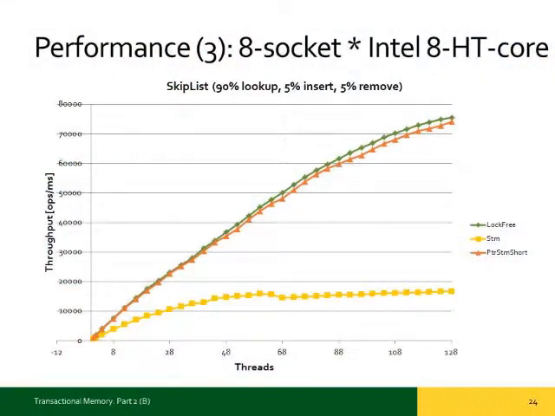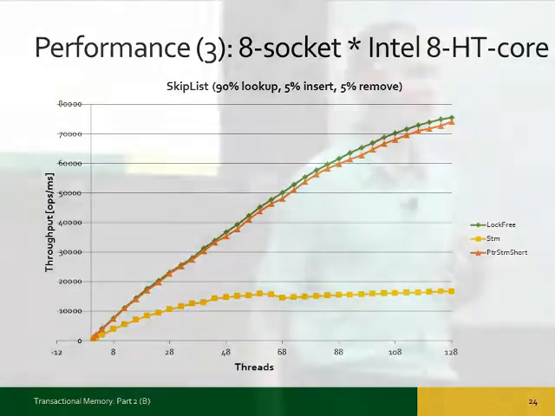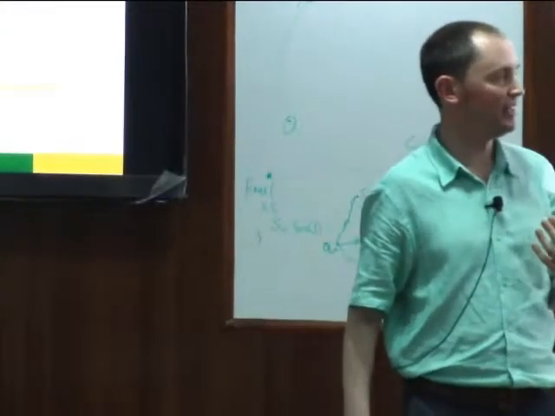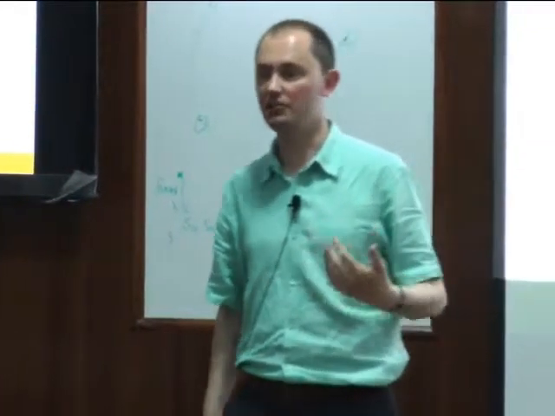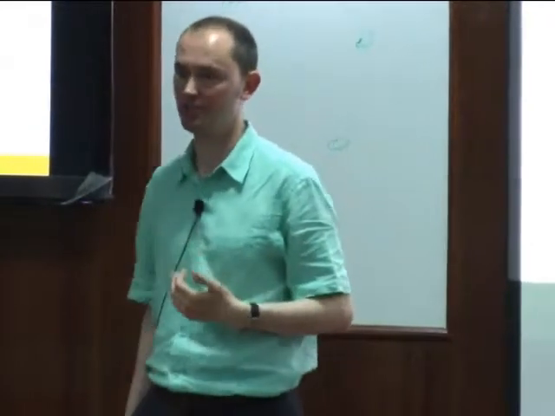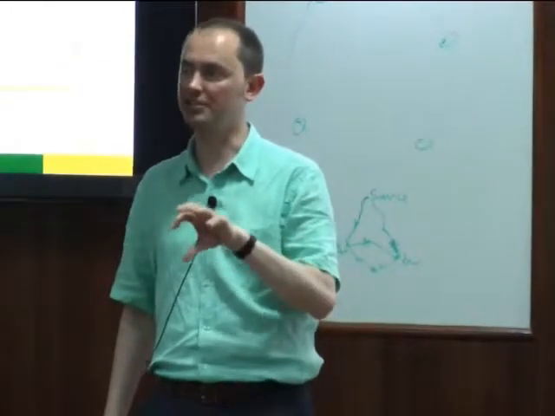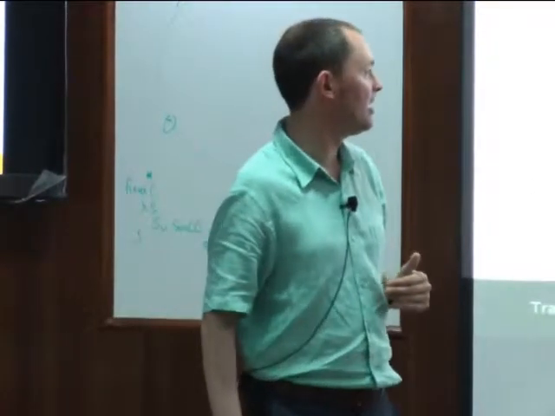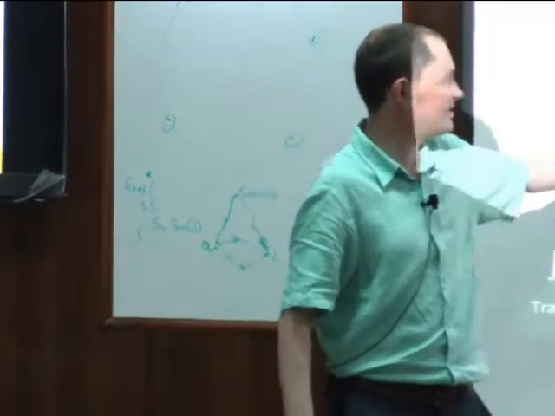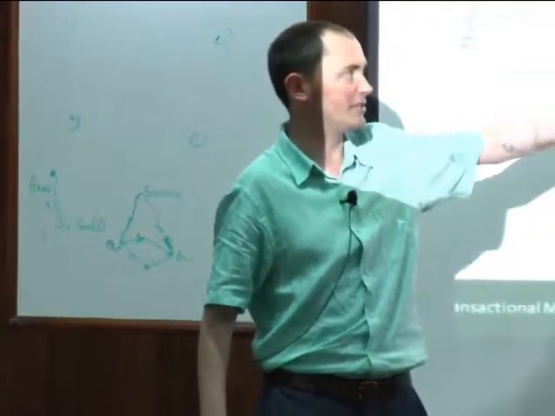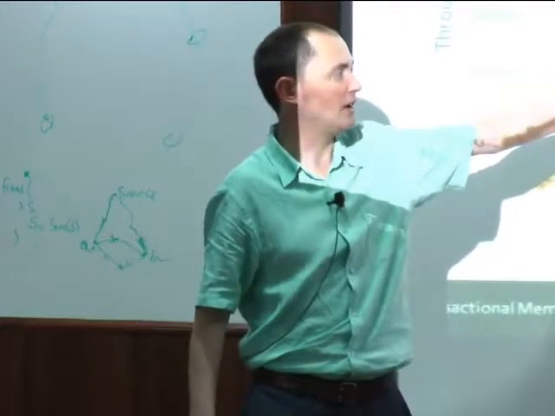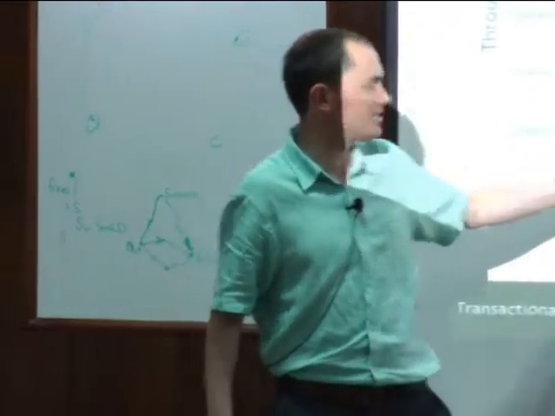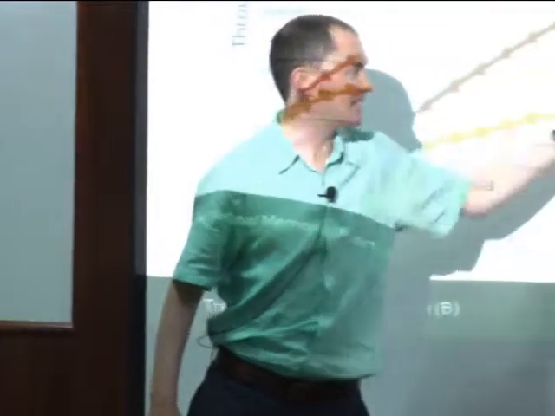The final set of results are looking at a 128 hardware thread machine. This is a machine with 8 sockets, each of which has 8 hyper-threaded cores. So each individual chip has 16 hardware threads on it, and we've got 8 of those, so 128 hardware threads in the machine. And again, we were pleased to see that the SpecTM and the lock-free skip list both perform and scale very well on this system. The STM system scales, getting slightly improved performance until we get to this 64 core point.